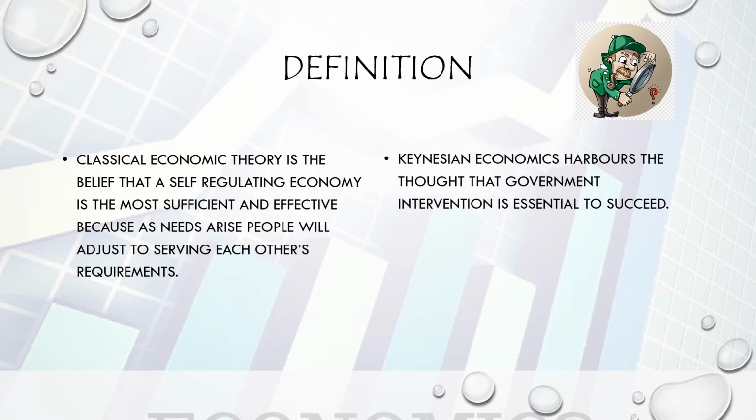We cannot start this video without firstly discussing the definitions of these two schools. Firstly, we will discuss what is the classical economic theory. Classical economic theory is the belief that a self-regulating economy is the most sufficient and effective because as needs arise, people will adjust to serving each other's requirements. They believe in the theory of the invisible hand. However, the Keynesian economics harbors the thought that government intervention is essential to succeed. Keynesian economics believes that economic activity is influenced heavily by decisions made by both the public and private sector.